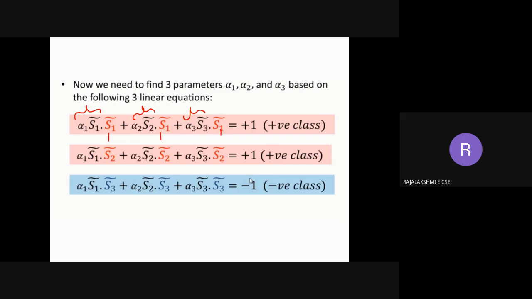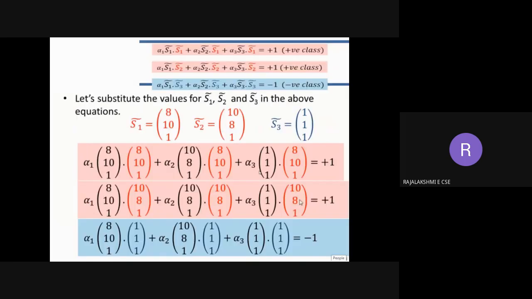Again, similarly, alpha 1 into S1, alpha 2 into S2, alpha 3 into S3. This is with respect to S2, therefore I multiply S2. Again, this is a positive class, which is the red class, so it is equated to plus 1. Again, the blue class is S3, which is a negative class, so I equate it to minus 1. After solving these three equations, you get S1 as 8, 10 and 1, S2 as 10, 8 and 1, S3 as 1, 1 and 1.